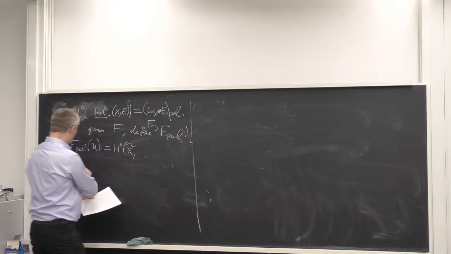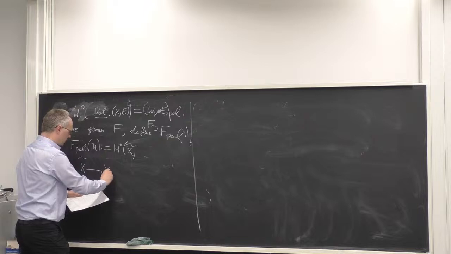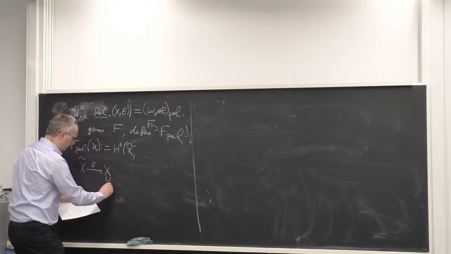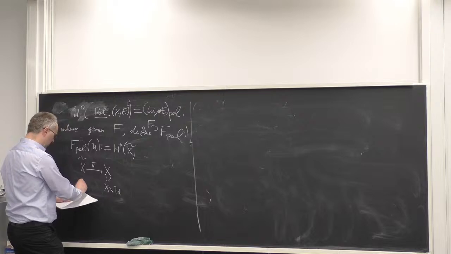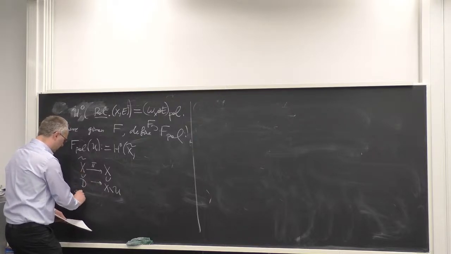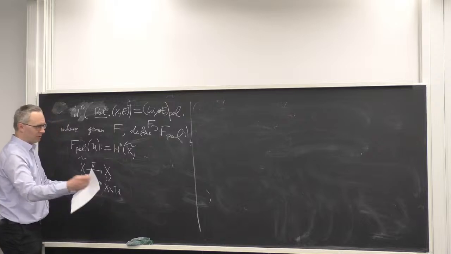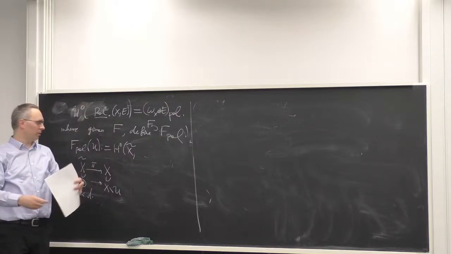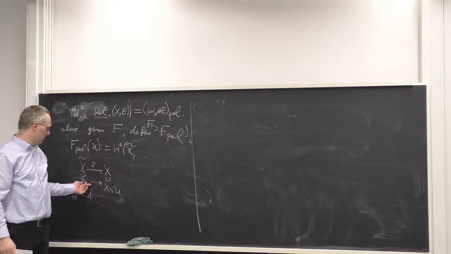So let X tilde be some proper birational morphism. Here you have X without U, and here I want it to be a globally normal crossing divisor. Okay, so I have some open subset in my variety. It has some awful boundary, and I want to resolve singularities such that the boundary becomes a globally normal crossing divisor.